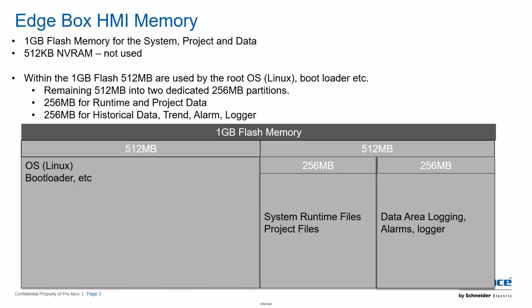Okay. So basically what we have inside the Edge Box HMI's memory, and this is the way the memory is structured. We've got a gigabyte of flash memory that's used basically for everything, for the system, for the project, and data. There is also 512 kilobytes of non-volatile RAM that is not being used by Blue Open Studio. It's a carryover from other platforms that use this same hardware, notably Blue and GP Pro EX. That non-volatile RAM is used by those systems.